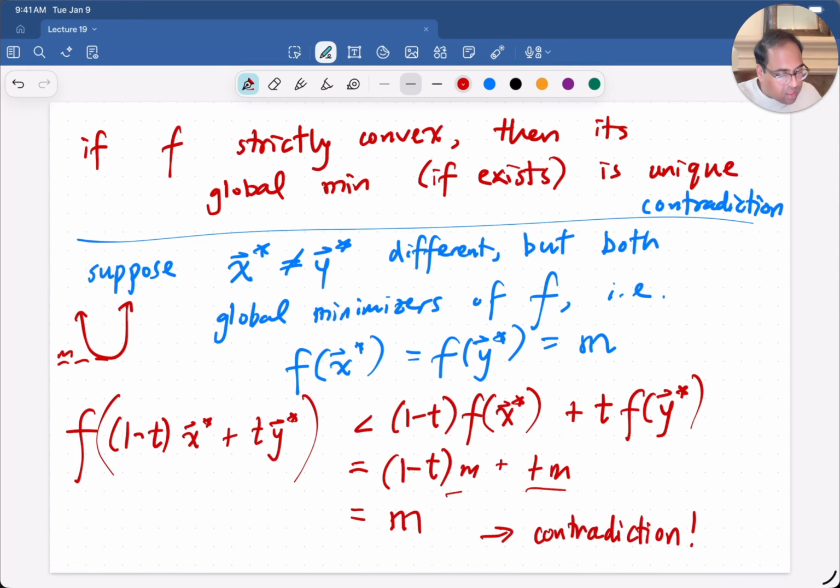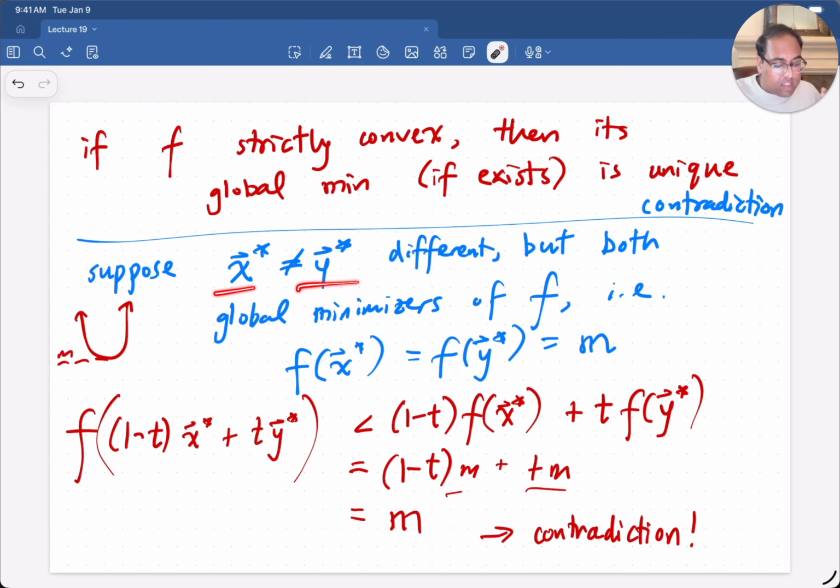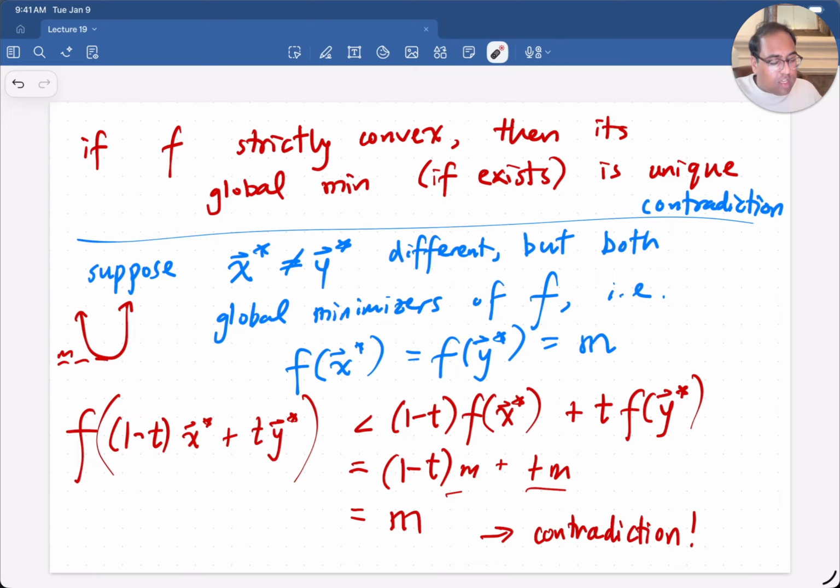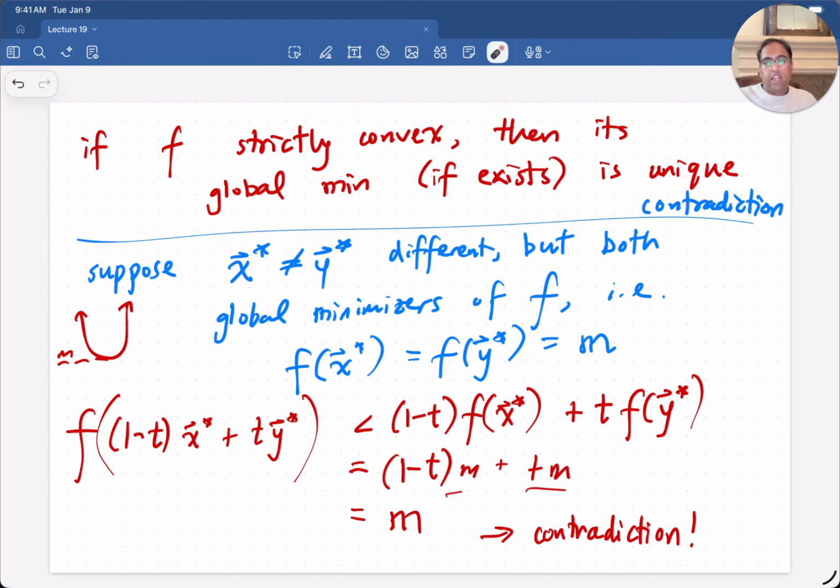which means that the thing we just assumed was wrong, and we assumed that it's possible for x star and y star to exist, be different, but both be global minimizers of f. And so the thing that's wrong is that they're both global minimizers of f. And so it's true what we are trying to prove. That is, if f is strictly convex, then its global minimizer, if it exists, is unique.